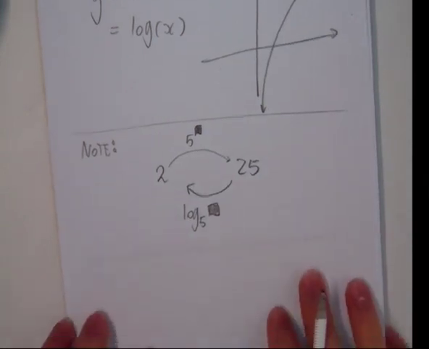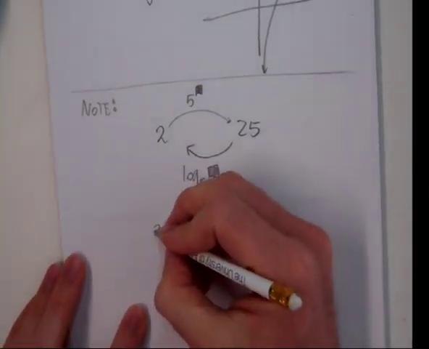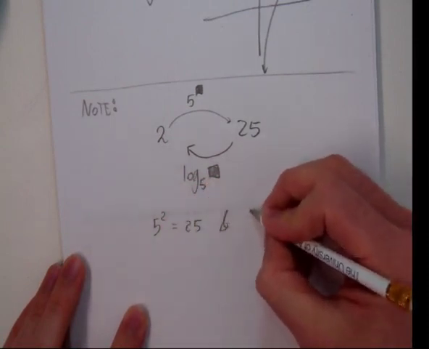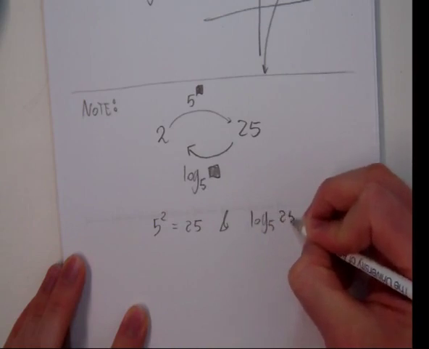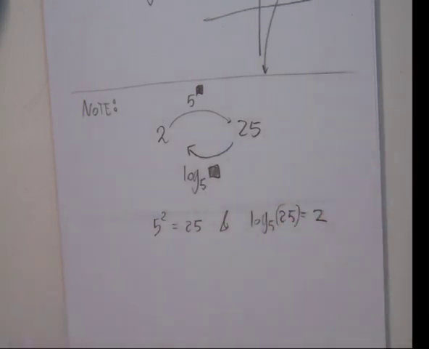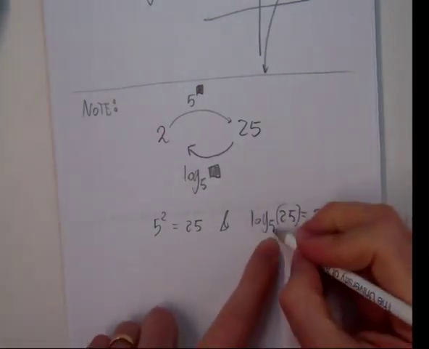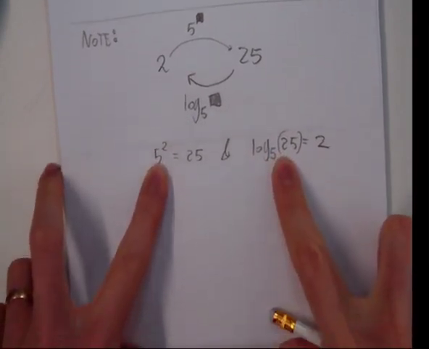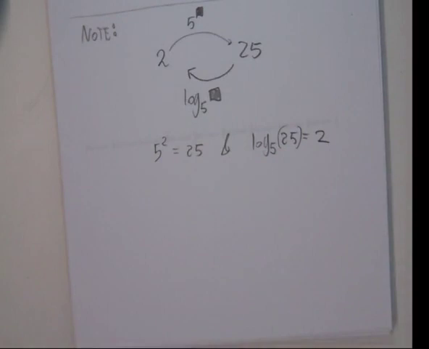So I'm just going to write that down in actual words. 5 to the power of 2 is 25, and log base 5 of 25 is 2. So that's the idea of a logarithm. It's designed to do the opposite of a power. And this number 5 here at the bottom is the same as this number 5 here at the bottom.